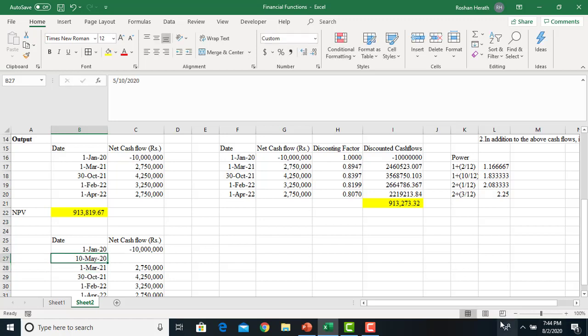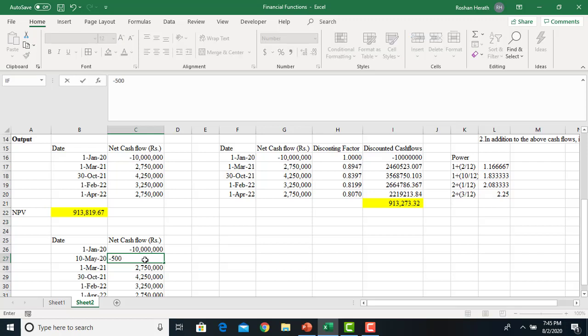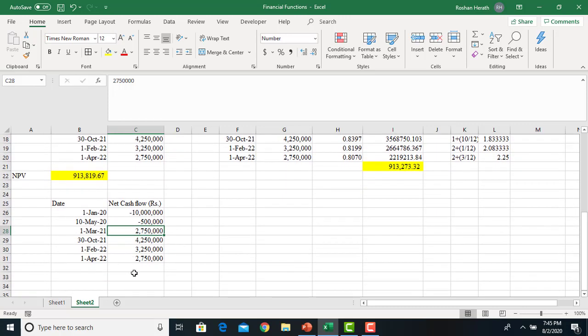You have to apply the date format, the month. So when you are inserting that, I have taken the month first, then the day, then the year. So you have to do that in compliance with the date order that is appearing in your computer. So it's 10th May 2020. Now the cash flow, it's 500,000 cash outflow. Now we have placed it accordingly. You can simply work out the NPV now, net present value.